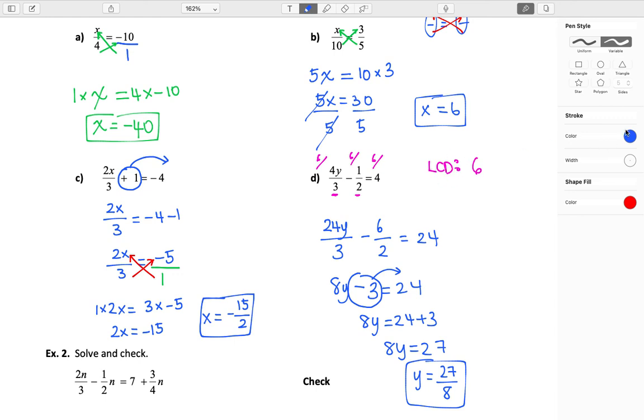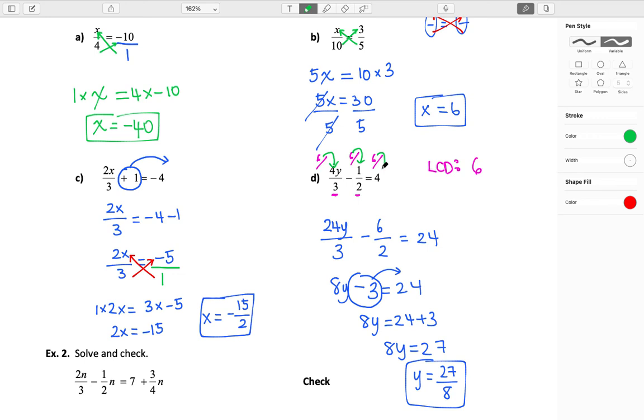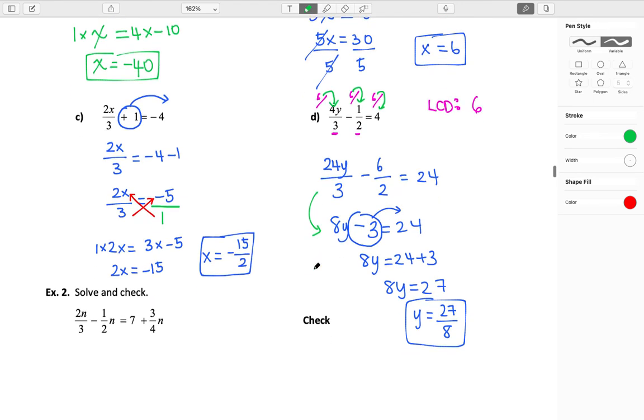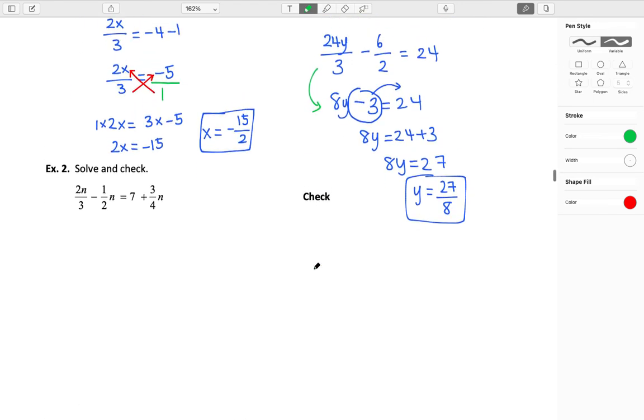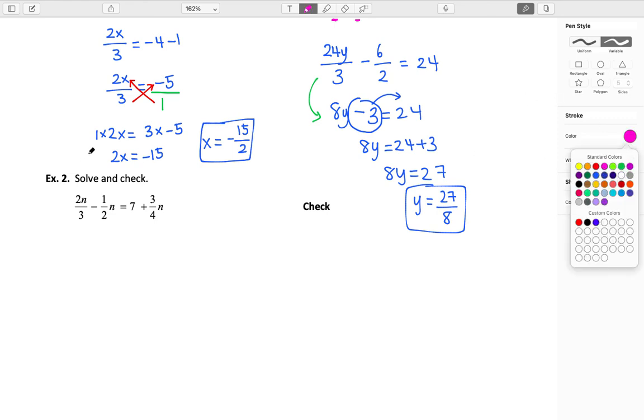So after you find the lowest common denominator, the key idea is that you multiply to all the terms, and you multiply to the numerator. And then after you divide by the denominator, you get rid of the fraction. Okay, let's try one more. Number 2. Solve and check. So I can't do cross multiplication here because I have 2 terms on the left side and 2 terms on the right side. So what I would do is find the lowest common denominator.